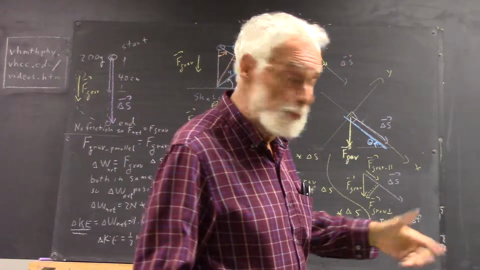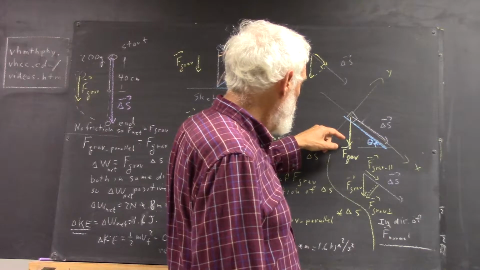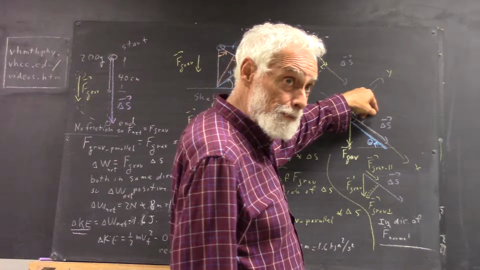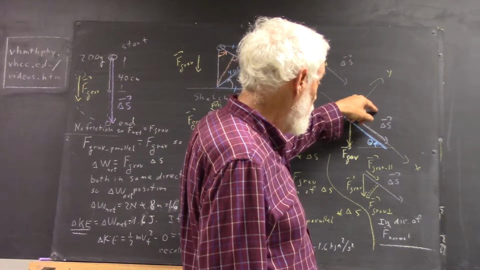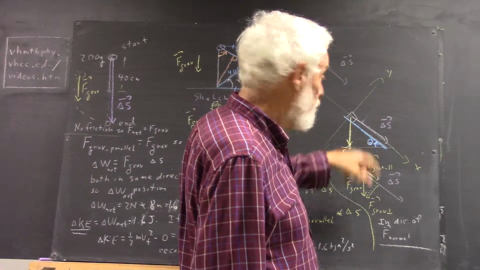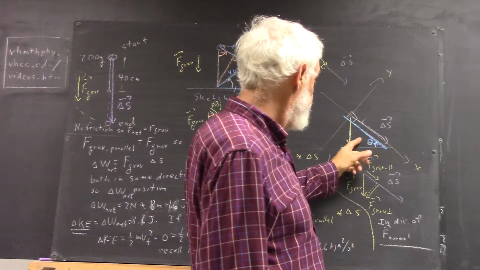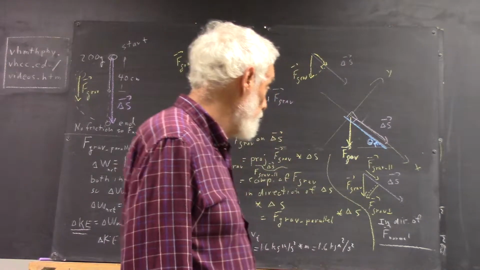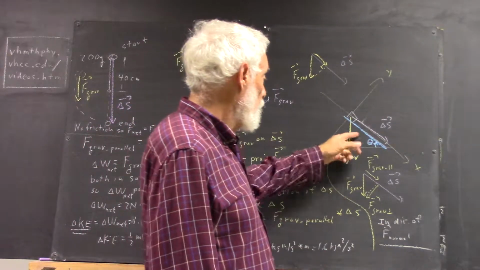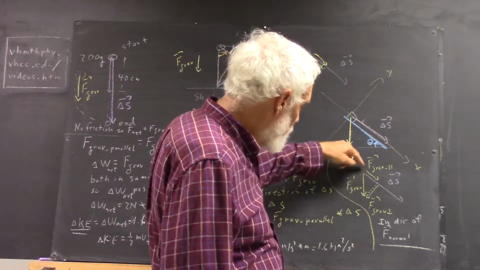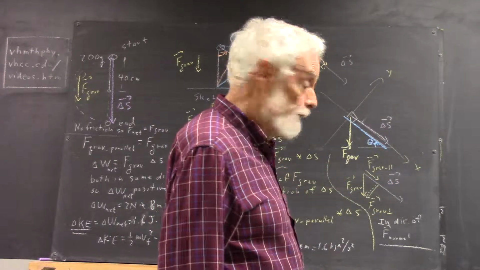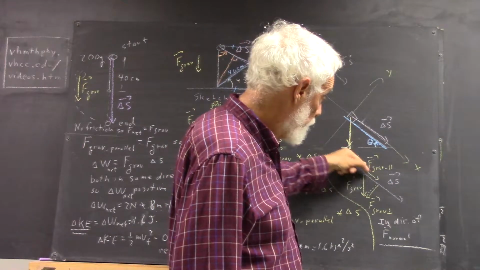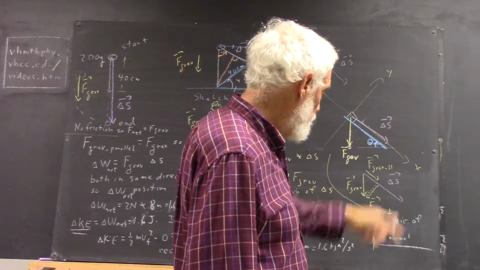related in a very obvious way to the angle between F grav and delta S. So, what's the angle between F grav and delta S? Is a function of theta, okay? Once you know that, then you know what the projection of F grav on delta S is going to be. You just have this triangle, you get the component of F grav in the direction of delta S.